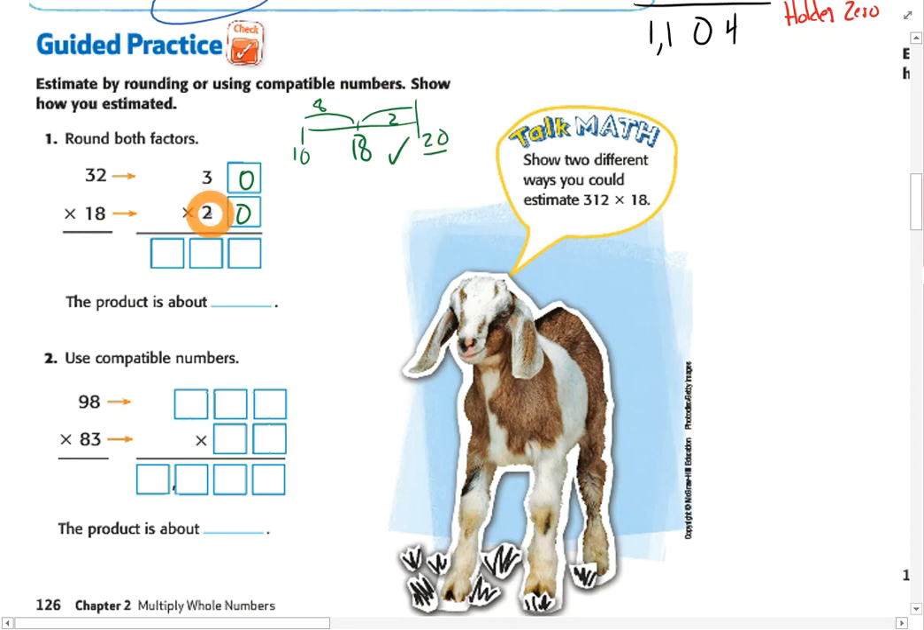Compatible numbers, easy numbers to work with, almost like our powers of 10 still. 2 times 3 is 6, and I simply can look that I've got 1, 2 zeros involved, so I add my 2 other zeros, so the product is going to be about 600.